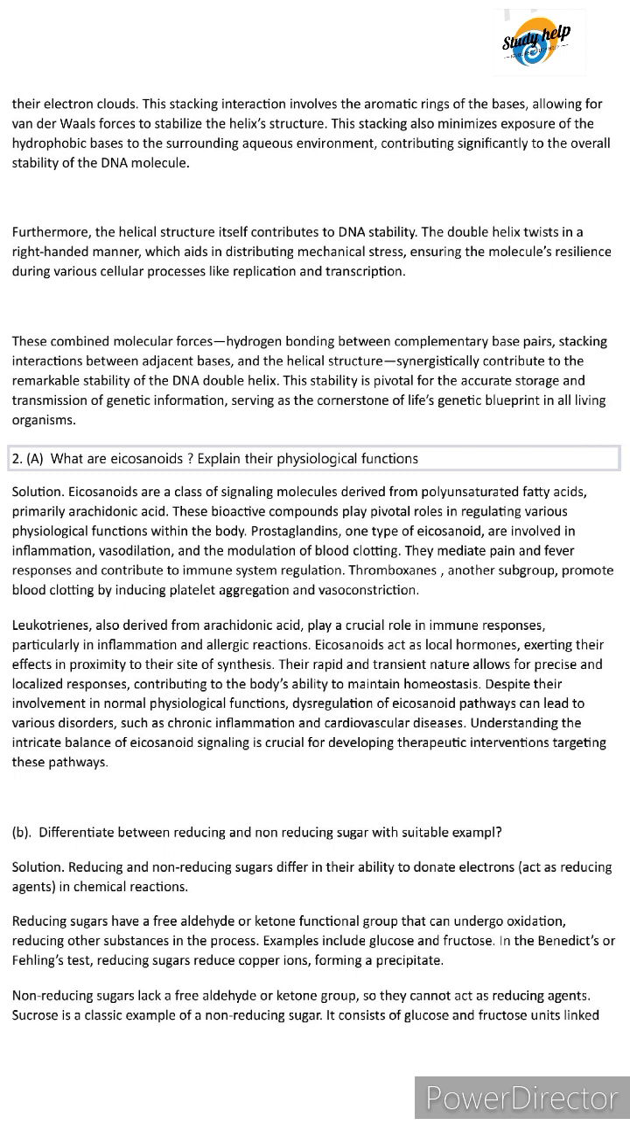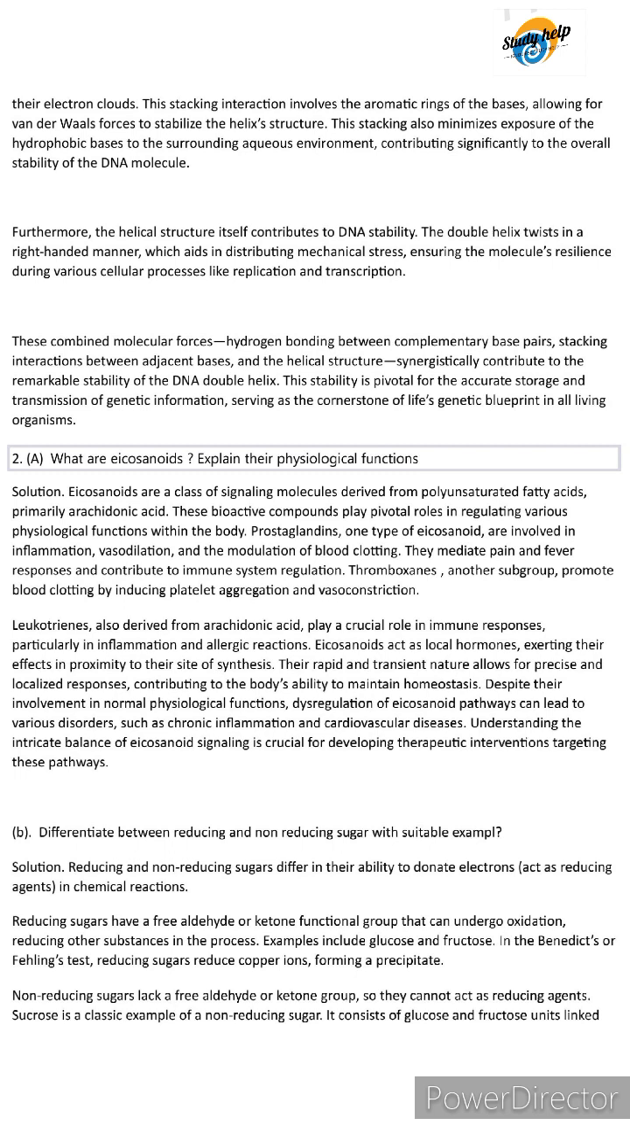Despite their involvement in normal physiological functions, dysregulation of eicosanoid pathways can lead to various disorders, such as chronic inflammation and cardiovascular diseases. Understanding the intricate balance of eicosanoid signaling is crucial for developing therapeutic interventions targeting these pathways. B. Differentiate between reducing and non-reducing sugar with suitable example. Solution. Reducing and non-reducing sugars differ in their ability to donate electrons, to act as reducing agents in chemical reactions.